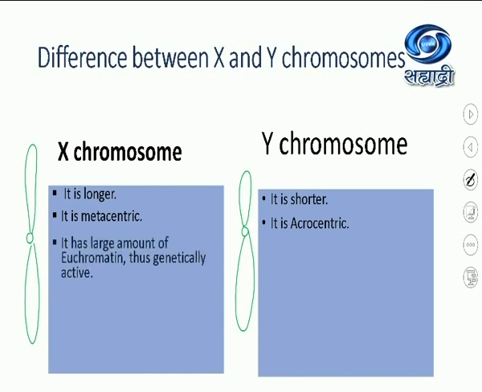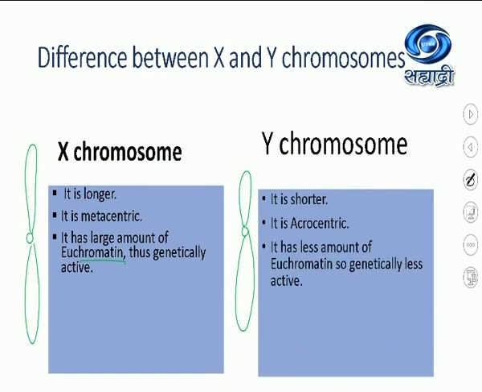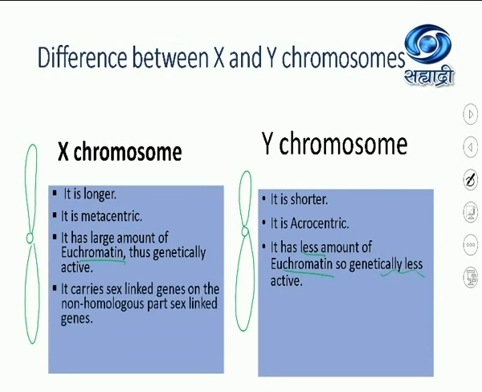Remember carefully. X chromosome has a larger amount of euchromatin. So it is more active, genetically more active, will participate in more transcription, more protein formation. Whereas Y chromosome has a lesser amount of euchromatin. So it is genetically less active. X chromosome carries sex-linked genes on the non-homologous part.